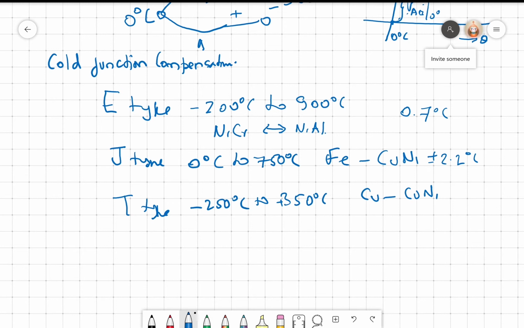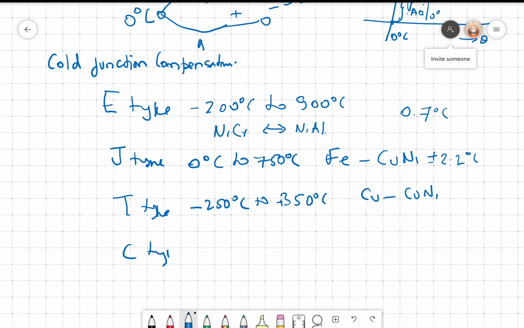Then we have the B-type thermocouple, which is made of platinum rhodium versus platinum rhodium. The first metal is rhodium 30%, the second metal is rhodium 6%. It goes from 0 to 1700 degrees centigrade with an accuracy of 0.5 degrees centigrade. We also have tungsten rhenium versus tungsten rhenium, 5% rhenium versus 26% rhenium, which can go from 0 degree centigrade to as high as 2300 degrees centigrade. So that's called the C type.